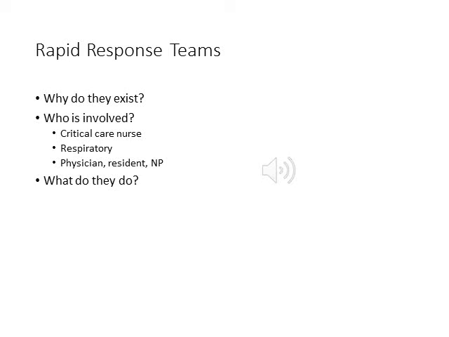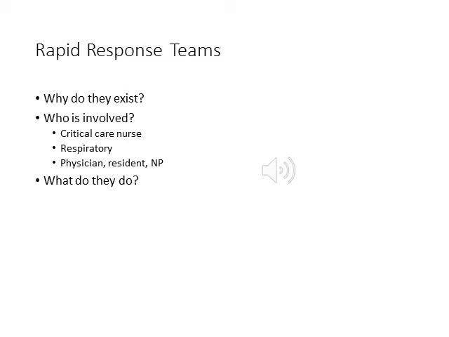Okay, rapid response teams. We talked about this in SIM, but why do they exist? They were actually implemented due to increased morbidity and mortality rates in the hospital, as well as increased failure to rescue, meaning that things were not caught in time. So by catching changes in the patient, like increasing respiratory rate, tachycardia, trending, those types of things that go wrong, we reduce failure to rescue, which increases morbidity and mortality rates.